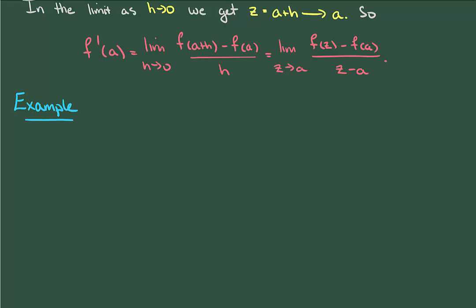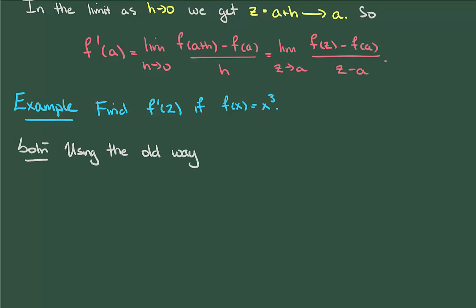I'll do an example using both definitions of the limit to show you that they give the exact same answer. If f of x equals x cubed, let's then find the derivative at the point 2. First up, we'll use the old way. If you need more practice, now would be a good time to stop the video and make sure you can do this computation on your own.